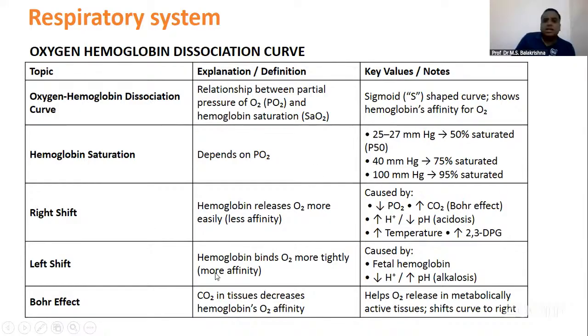Right shift and left shift are just opposite of each other. Learn this properly. A lot of MCQs you will find on left and right shift and the factors associated with it. Then a term called the Bohr effect will be there. Bohr effect is carbon dioxide in tissue decreasing the hemoglobin oxygen affinity. Hemoglobin is there, oxygen, carbon dioxide. Because of the presence of carbon dioxide, hemoglobin affinity towards oxygen is reduced, and that is called the Bohr effect.